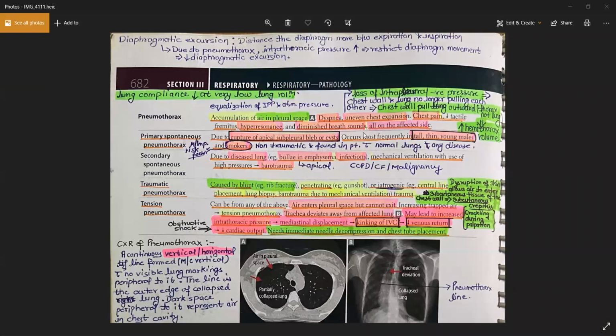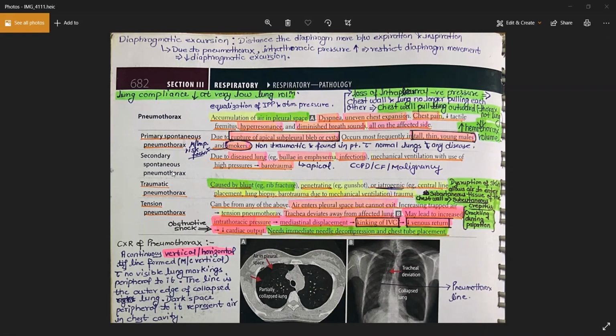Now, one more thing you have to remember is the diaphragmatic excursion. It can also be asked about. With inspiration and expiration, the distance your diaphragm moves between them is called the diaphragmatic excursion. In pneumothorax, because your lungs are not moving properly, you will have a loss of diaphragmatic excursion. Remember this condition also.